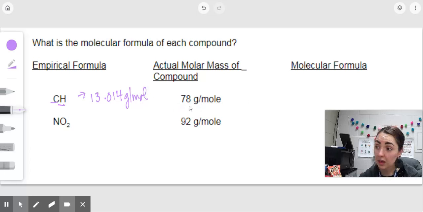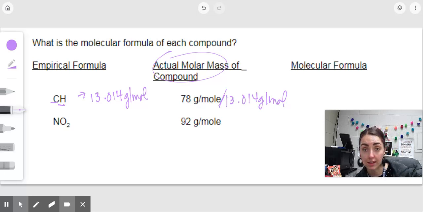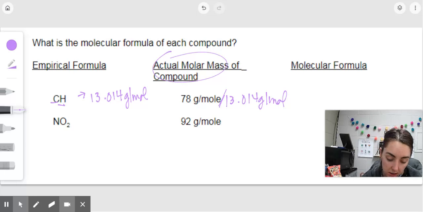Then I'm going to take my actual molar mass, I'm going to divide that by the molar mass of the empirical formula. So I'm trying to find the ratio. How much bigger is the molecule than the empirical formula? I can tell it's bigger. I mean, 78 is bigger than 13. So I just need to know how much bigger. So I divide that out and I get 5.99.